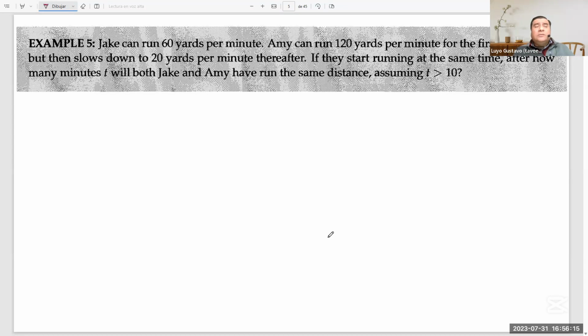So this is interesting because we're already given a variable, the time T. We can say that Jake runs more slowly than Amy at the beginning, but then Amy slows down, and there must be some point of equilibrium for matching the same distance. And we start from here. We want Jake's distance to equal Amy's distance run.